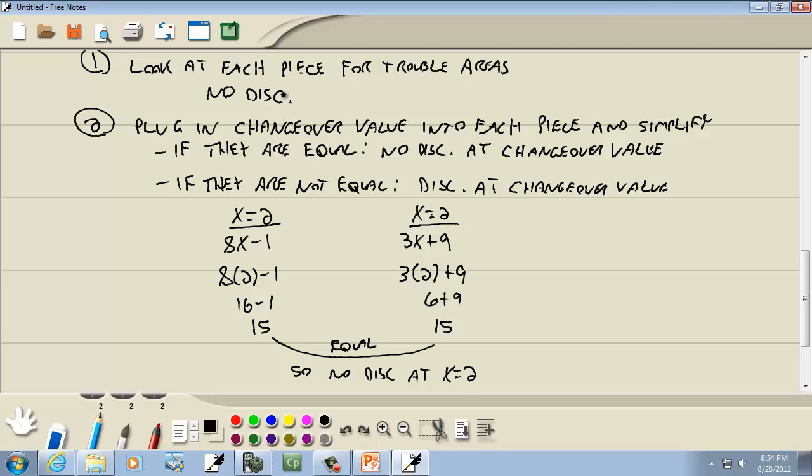Well, up on the first step, we said there's no discontinuities, and here we said there's no discontinuities where it changes over. So this is actually continuous everywhere, from negative infinity to positive infinity. Let me save this, and then let's look at another example.